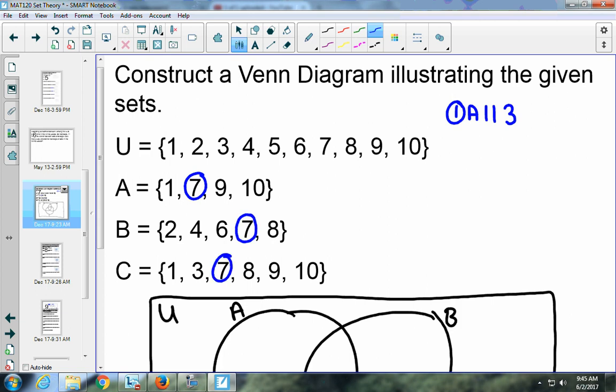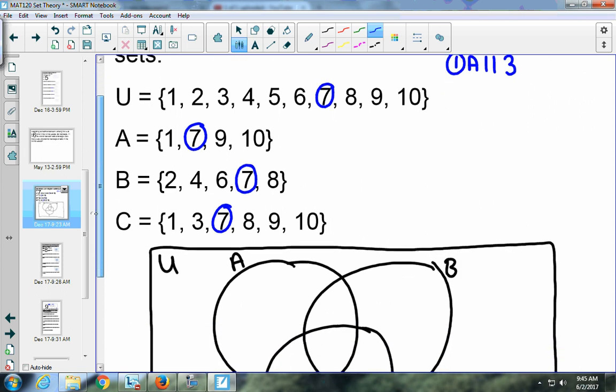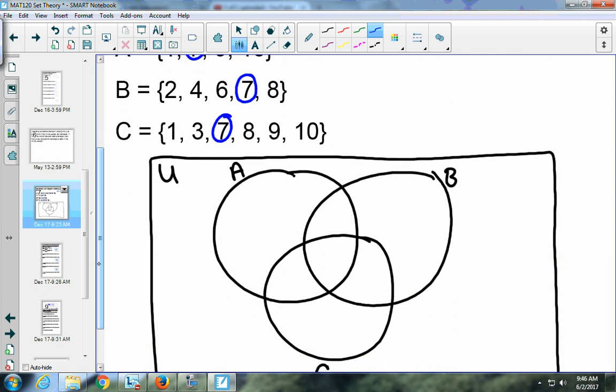So what I do is circle it in A, B, and C, and in U to remind myself that I've already placed it on my Venn diagram. Because it is in all three, I place it in the middle of this Venn diagram, where all three circles representing the sets overlap.